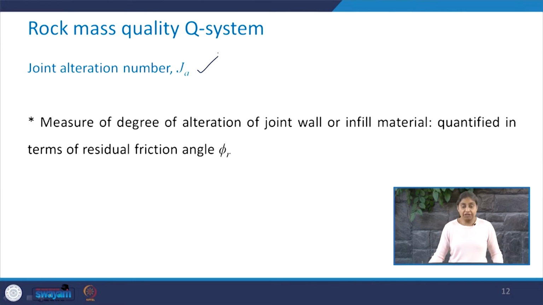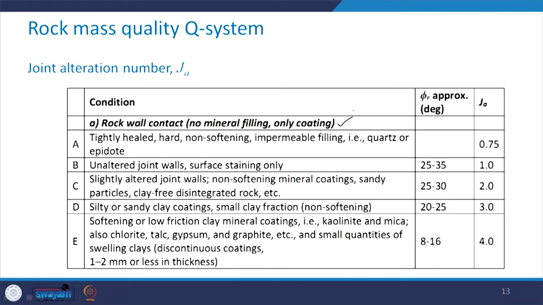This is the measure of the degree of alteration of joint wall or infill material and is quantified in terms of residual friction angle phi r. Let us see how the rating for JA should be assigned based upon the condition of the joint as far as its alteration is concerned. The first category includes rock walls in contact with each other, with no mineral filling and only coating may be there. If you have class A, which is tightly healed, hard, non-softening, impermeable filling, that is quartz or epidote, then JA is assigned as 0.75.